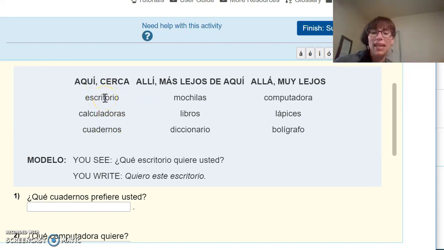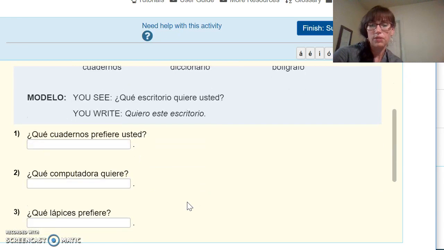So with aquí, we're going to use este, or a form of este that agrees with the noun. For ahí, we're going to use ese, or whichever form agrees with the noun. And for allá, we're going to use aquel, or again, the appropriate form. So since escritorio is close to us, we're going to say quiero este escritorio. Okay, let's look at the rest of the examples.